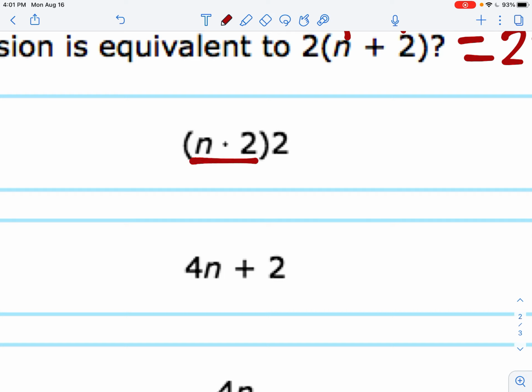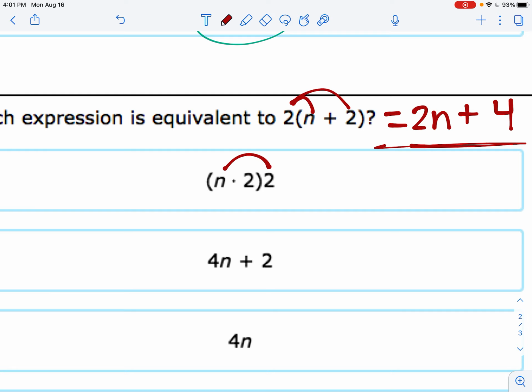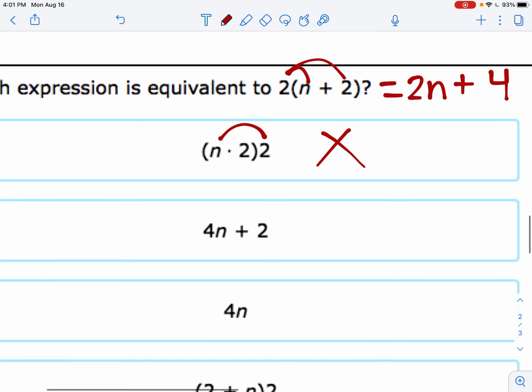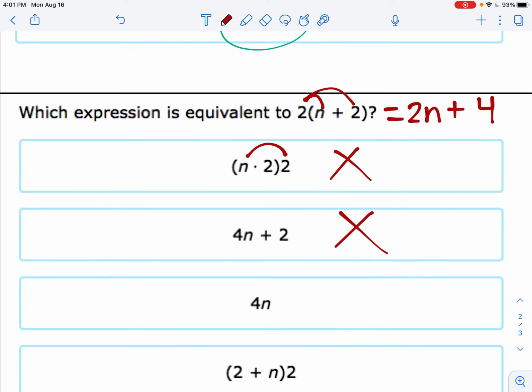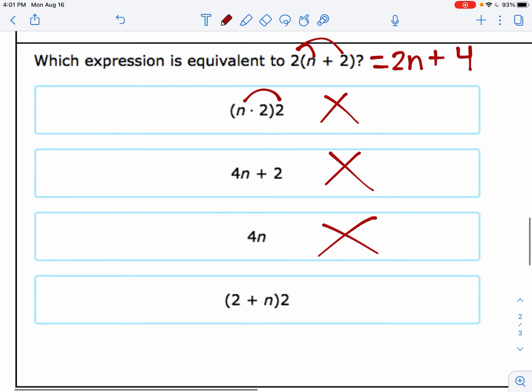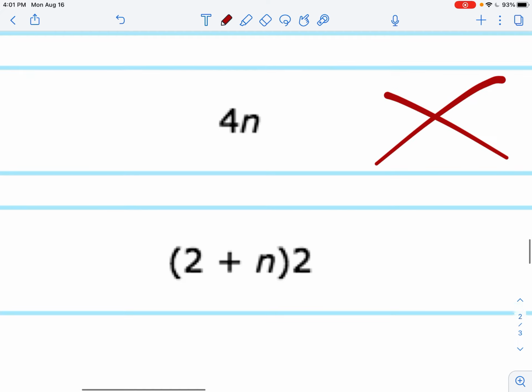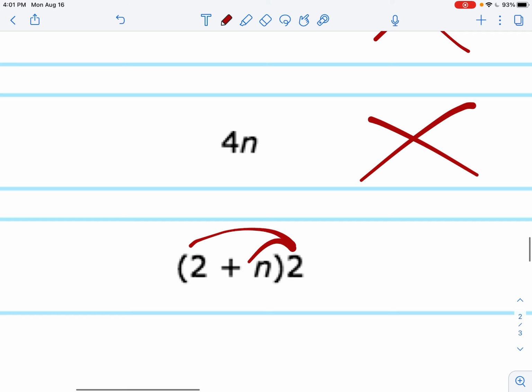This is really n times 2, which is just 2n. So if I distributed that, this would give me 4n. Is that equivalent to this? No, it's not. I'm going to draw an x. How about 4n plus 2? Well, no, these are not the same, right? 2n plus 4 is totally different. So those are not the same. How about 4n? Nope. How about this last one? Well, really, all this is our original problem except flipped, right? If I distributed this backwards, I would get the same thing.